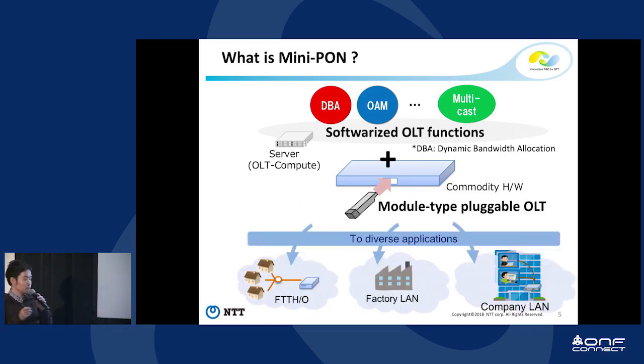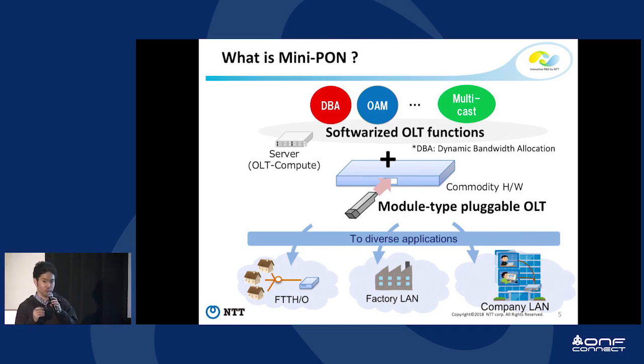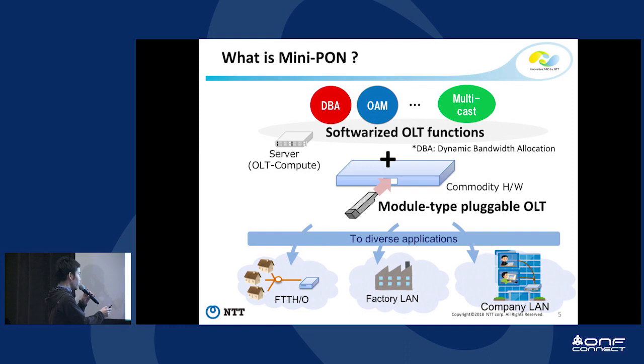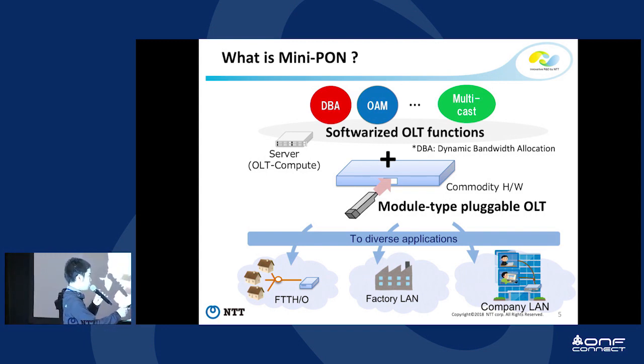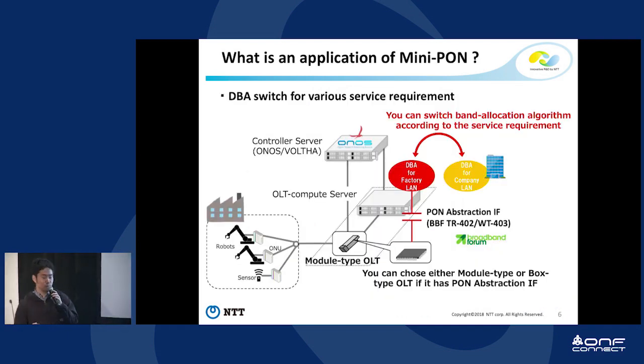We believe these features will diversify the applications of passive optical networks in the future. So far, the main targets of PON systems are FTTH, fiber to the home, or fiber to the office. However, in the future, it will reach factory local area networks, company LANs and other fields. Let me show you a specific application of Mini-PON.